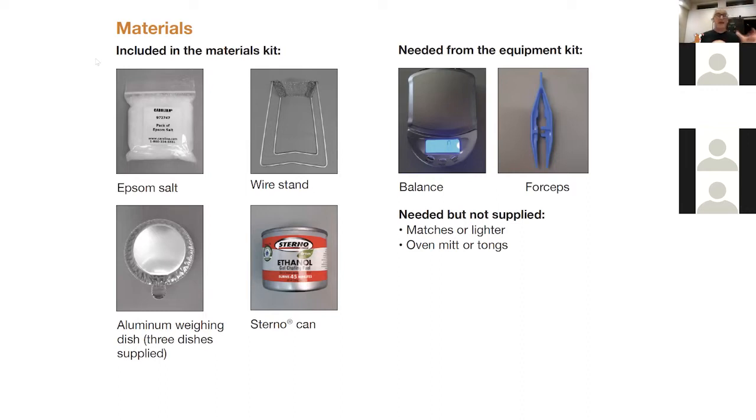So you get a bag of Epsom salt. People have been using Epsom salt for a really long time. Basically, you soak your feet in it. It feels really good on your feet, which is probably something I should be doing. So you get a bag of Epsom salt, 3 aluminum weighing dishes, because we're going to be doing this experiment in triplicate, a can of Sterno, and Sterno is just ethanol in a gel.